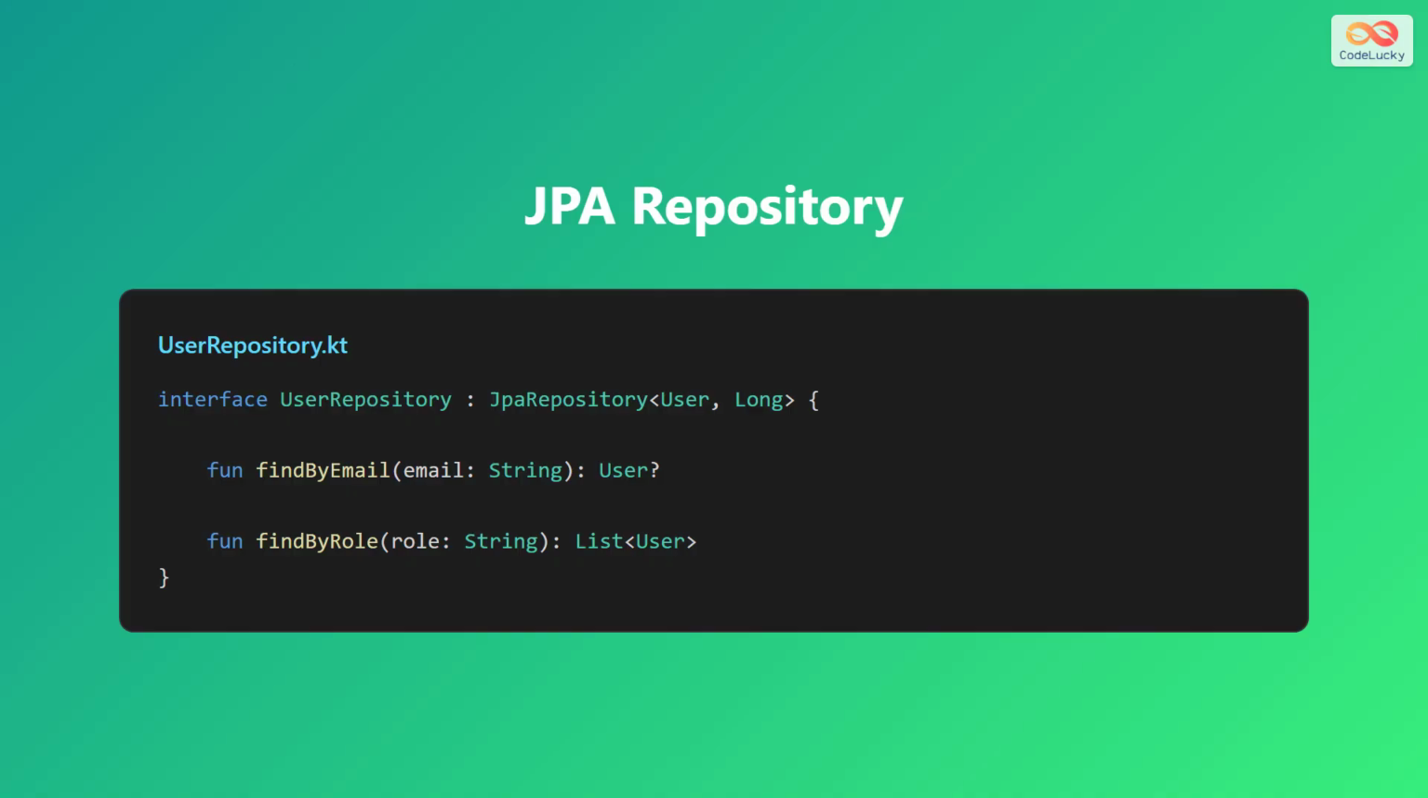Here we add 2 custom methods. findByEmail takes a String email parameter and returns a nullable User. Spring Data automatically generates the SQL query to find a user by email. Similarly, findByRole takes a String role parameter and returns a list of users with that role. Spring Data intelligently translates these method names into appropriate database queries.